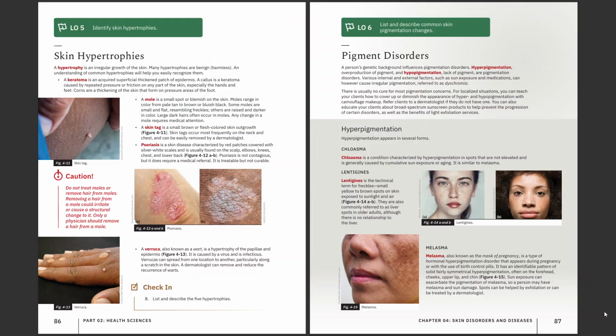Figure 4-15. Sun exposure can exacerbate the pigmentation of melasma. So a person may have melasma and sun damage. Spots can be helped by exfoliation or can be treated by a dermatologist.